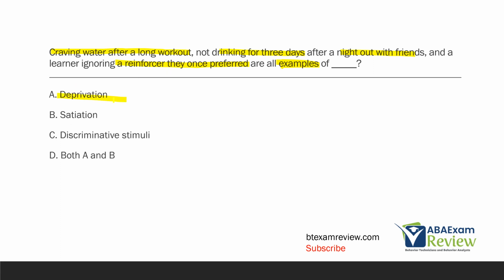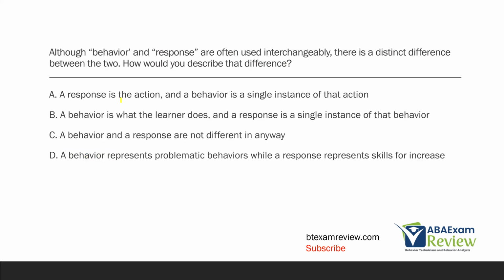So we look like both A and B look good. So if we see D, both A and B. Again, what is deprivation? Deprivation is you haven't had enough of something, so you want it more. The motivation is higher. Satiation is you've had too much of something. Motivation is lower. Craving water, you're deprived. Not doing something, you're satiated. Not wanting the reinforcer, you're satiated. All these things are both an example of deprivation and satiation, making our answer D, both A and B.